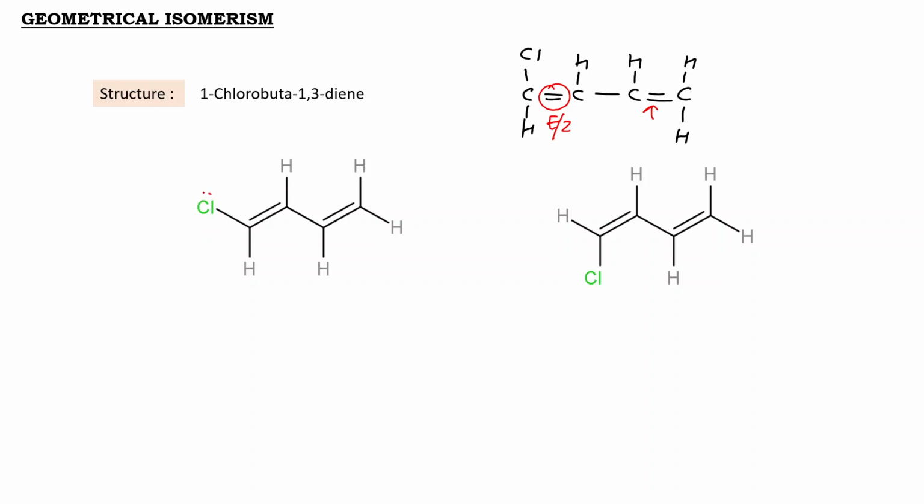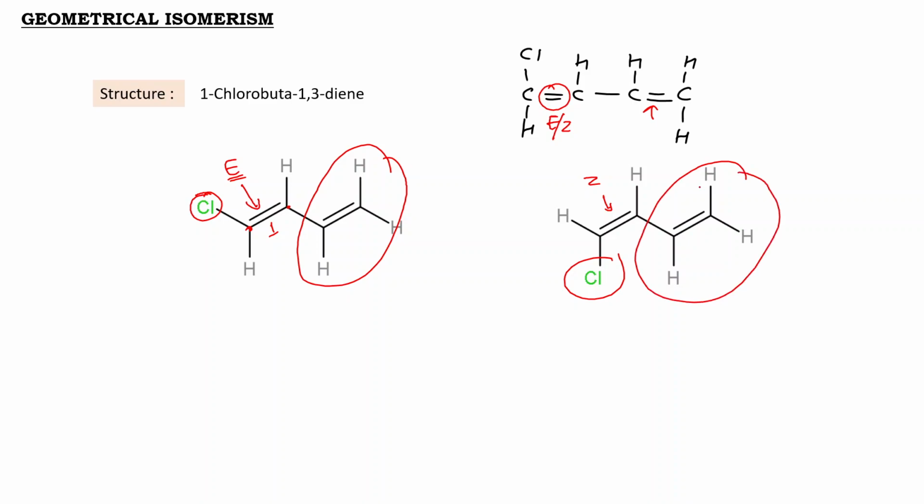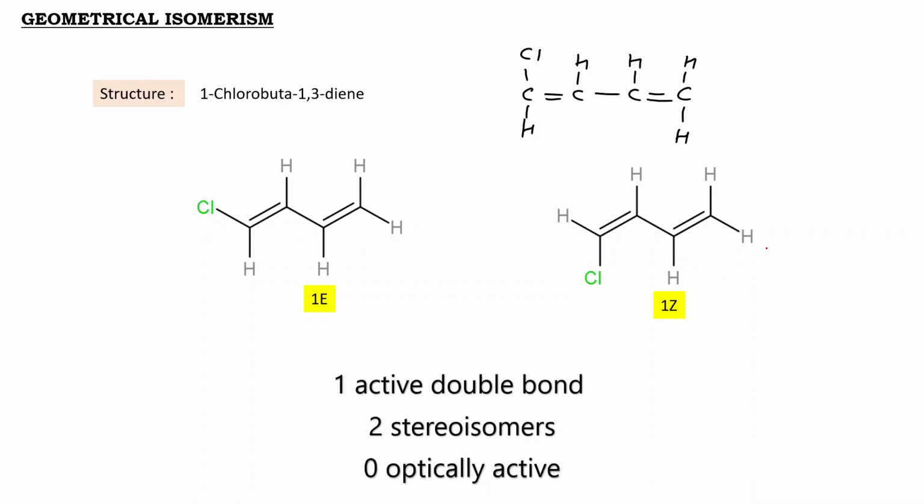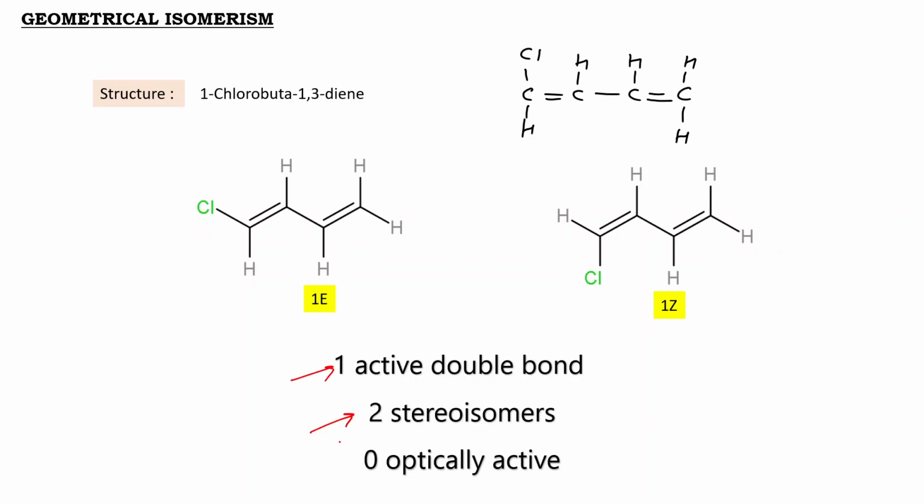You see, only this double bond at carbon 1 is active, and here you see that the higher priority group on this vinyl carbon is Cl, and on the other is the bigger group here, which is entgegen. So you have this double bond here in entgegen configuration, and here you have this double bond in the zusammen configuration, as you can see through priorities. So we have these molecules 1E and 1Z. Notice you can't have a configuration at the other double bond. Fine, so you have 1 active double bond again, and you have 2 stereoisomers and 0 optically active, of course.